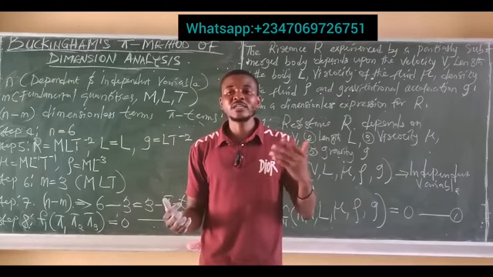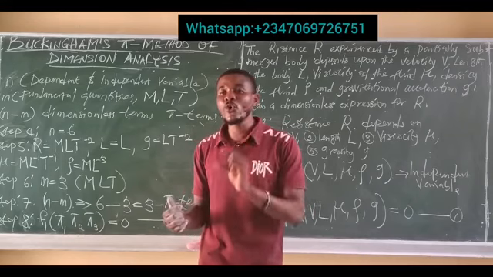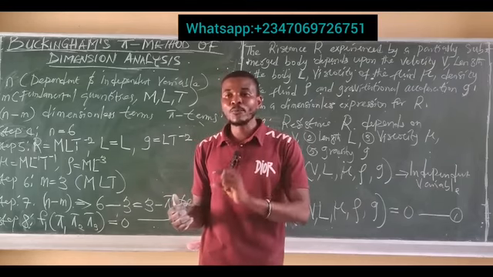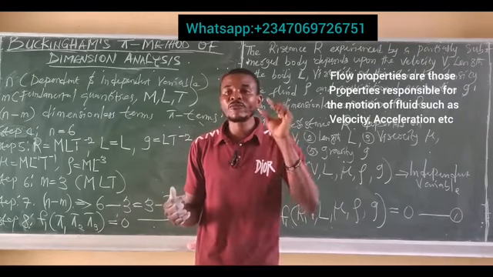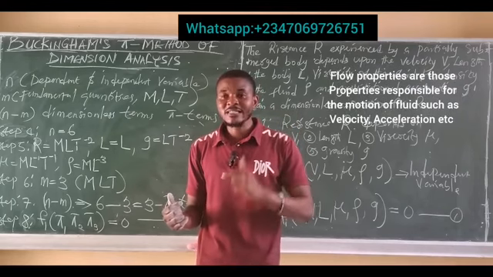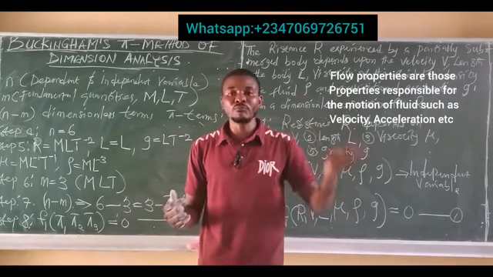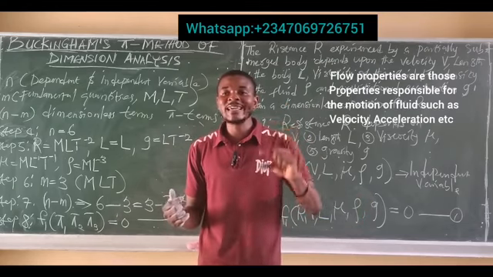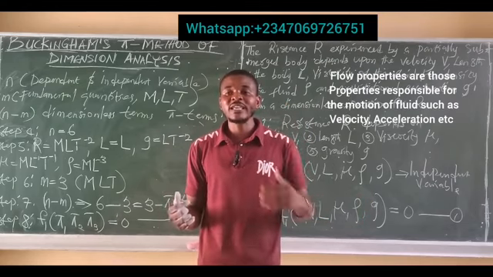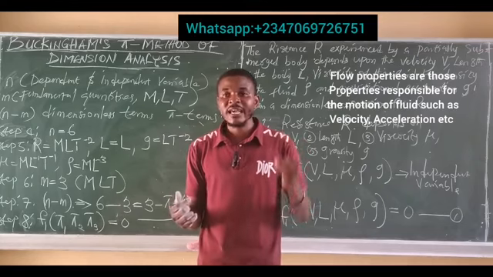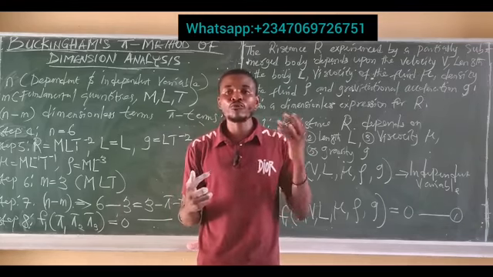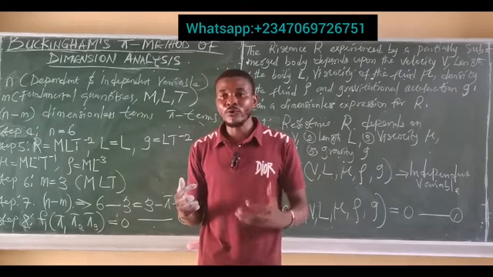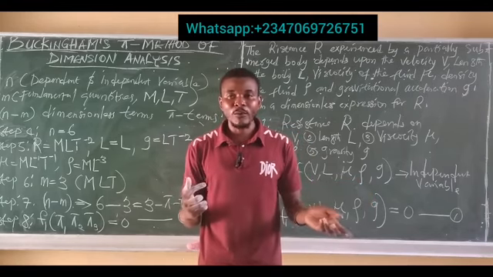All right. Then the second, we said it must contain a flow property. What are flow properties? Flow properties are those properties that propagate the flow of a fluid, that cause a fluid to be in motion. Those properties that propagate the motion of a fluid are simply called flow properties. Examples include velocity, acceleration. What causes a fluid to flow is called a flow property.